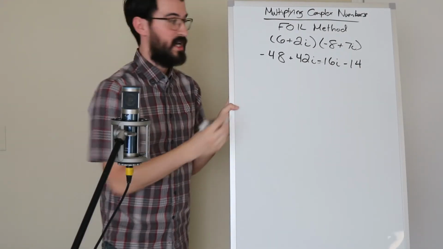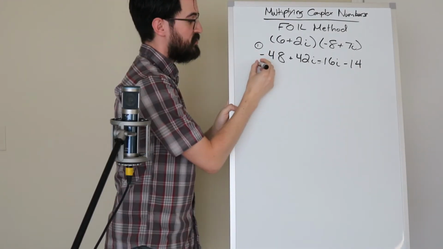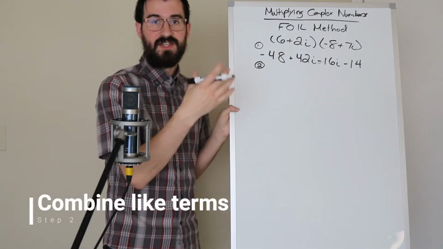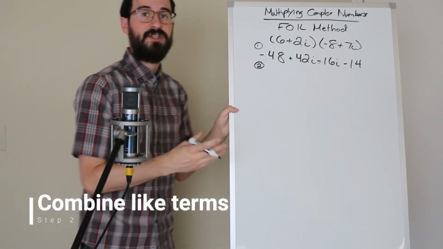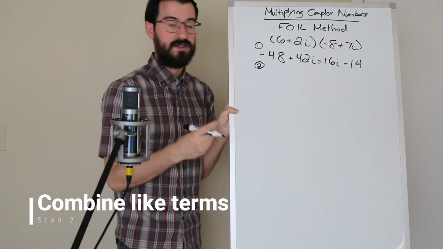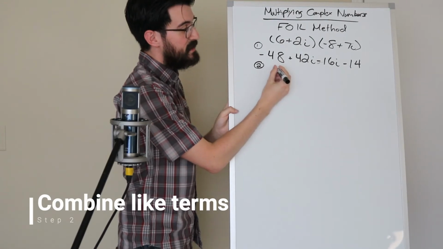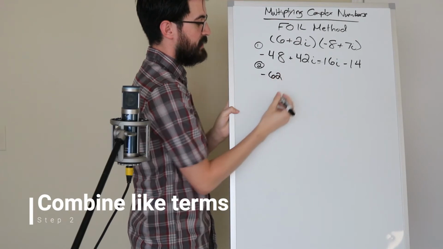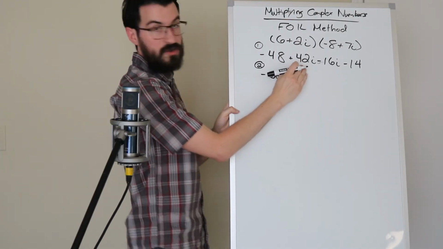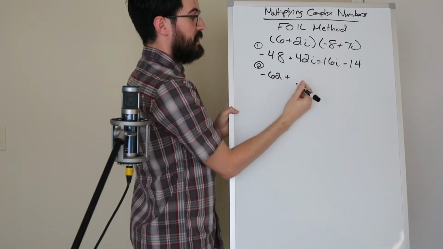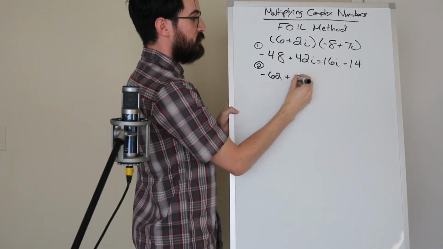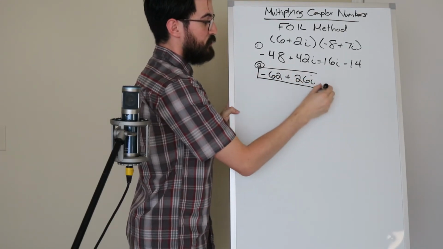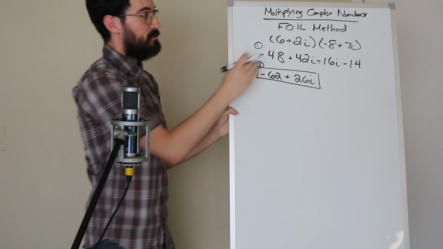All right, so our first step was the FOIL method. Our second step is going to be combining our like terms, simplifying, just like we did before and just like you always do with the FOIL method. You need to combine the things that have like terms. So negative 48 minus 14 gives me negative 62. And then 42i minus 16i gives me positive 26i. This would be our answer here because we've simplified as far as we can and we've completed our FOIL method here.